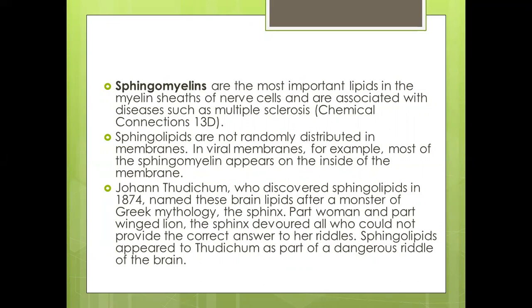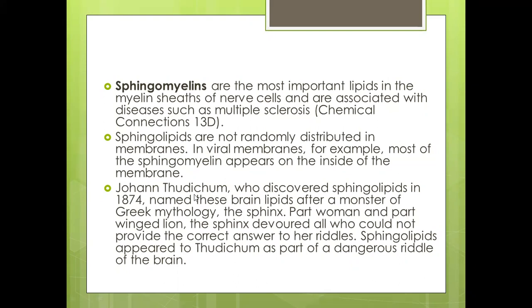such as multiple sclerosis. Is anyone here having sclerosis? No, it's actually some disease in the nerves, right? So sphingolipids are not randomly distributed in membranes. In viral membranes, for example, most of the sphingomyelin appears on the inside of the membrane.